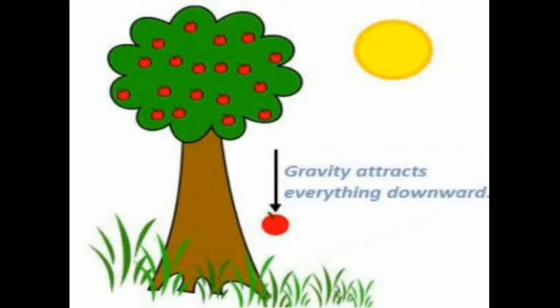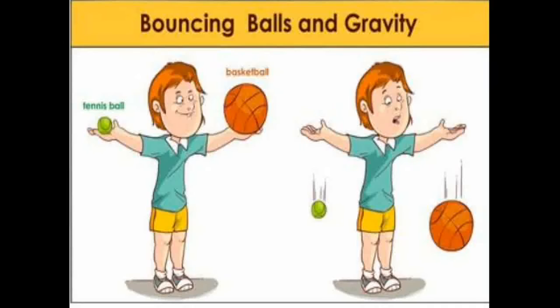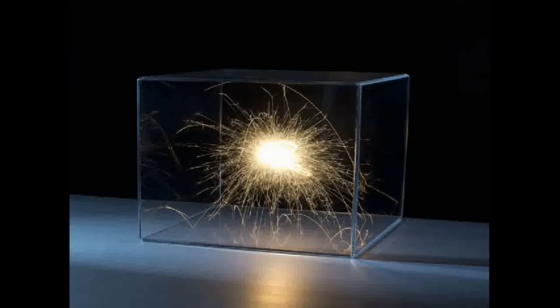Another example of gravitational force is if you throw a ball in an upward direction, the ball starts moving upward. And when the ball stops moving upward, the ball falls down. This is due to the gravitational force. An object falling down from an upward direction is due to the gravitational force.